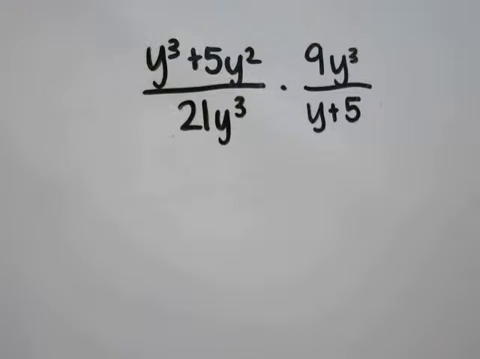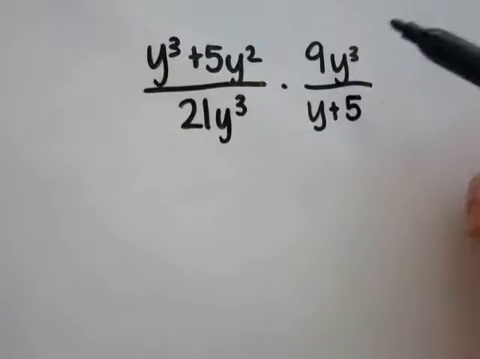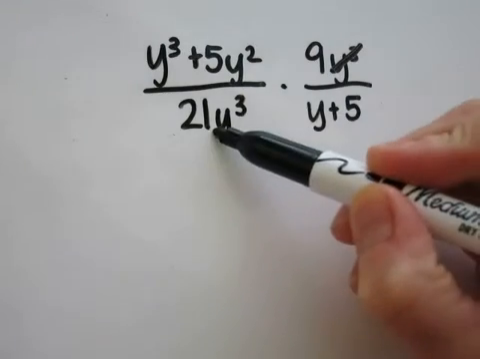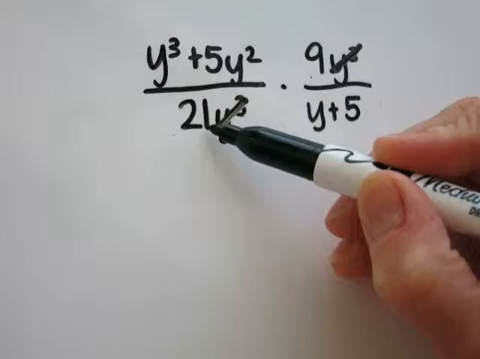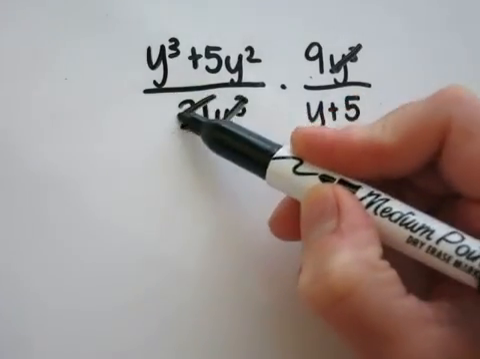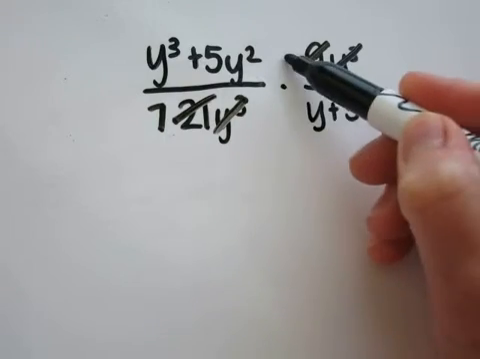Problem 13, y cubed plus 5y squared over 21y cubed times 9y cubed over y plus 5. First, I'm going to look to see if there's anything I can cancel or simplify. I can cancel this y cubed. 9 and 21 are divisible by 3. 21 divided by 3 is 7. 9 divided by 3 is 3.